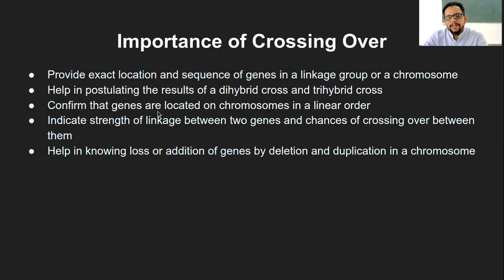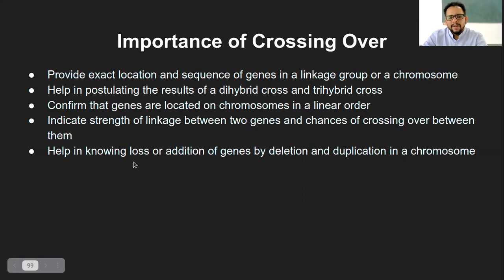It also confirms that genes are located on a chromosome in a linear order. The distance tells us which gene is located where, and because it is a linear order, we can calculate the distance that way. It indicates the strength of linkage between two genes and the chances of crossing over between them, and whether the linkage is complete or incomplete can be established from crossing over depending on gene location.